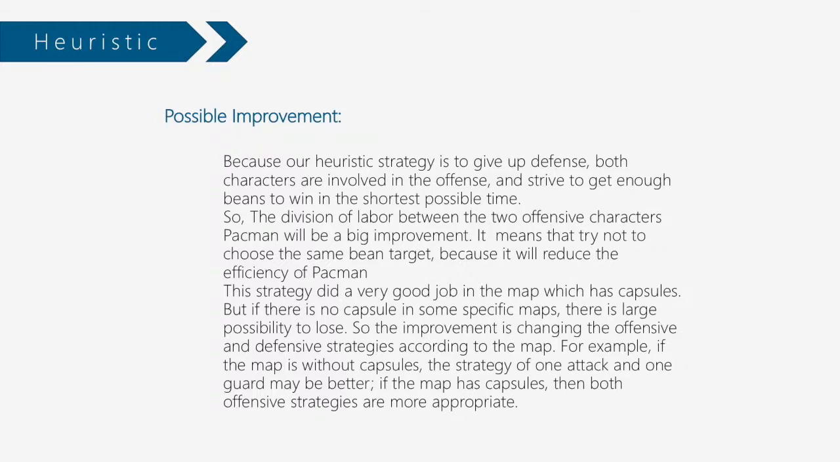The strategy did a very good job in maps which have capsules, but if there is no capsule in some specific maps, there is a large possibility to lose. So the improvement is changing the offensive and defensive strategy according to the map. For example, if the map is without capsules, the strategy of one attack and one guard may be better. If the map has capsules, then both offensive strategies are more appropriate.